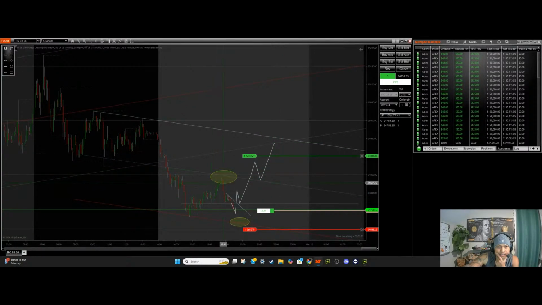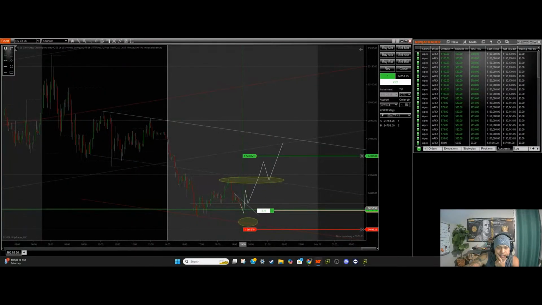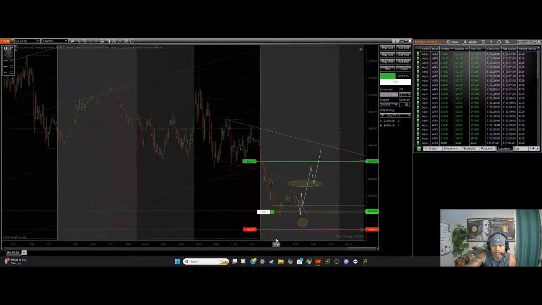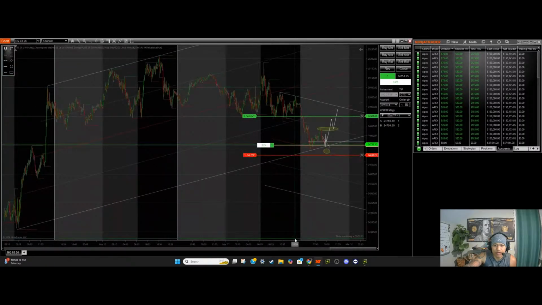That's the idea, because this becomes the support area, right? That becomes the support area. That's the scenario that I'm picturing in my head. I want to see it move. Will it happen? I don't know. NQ is so bipolar.